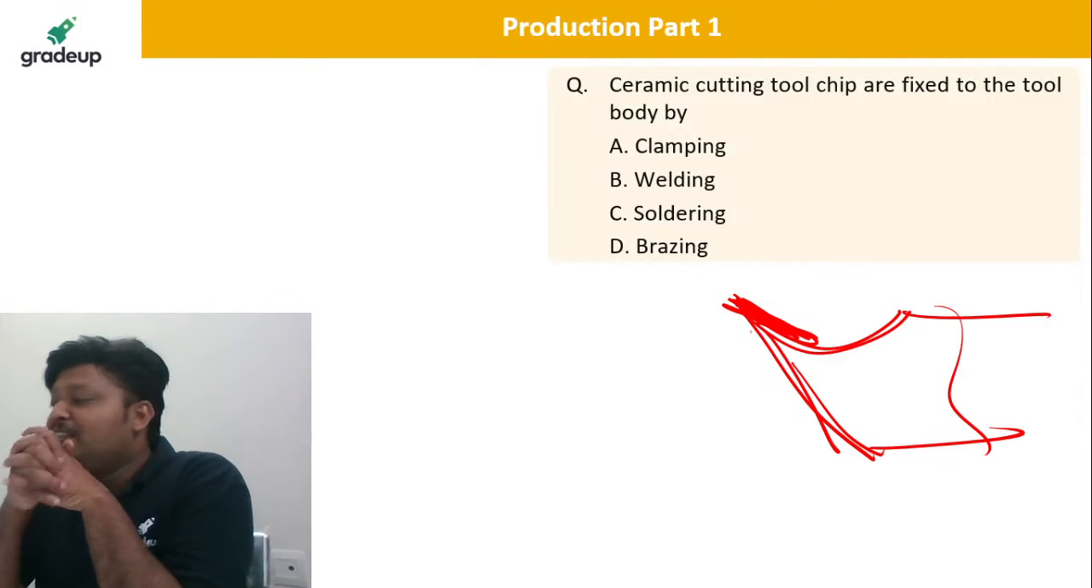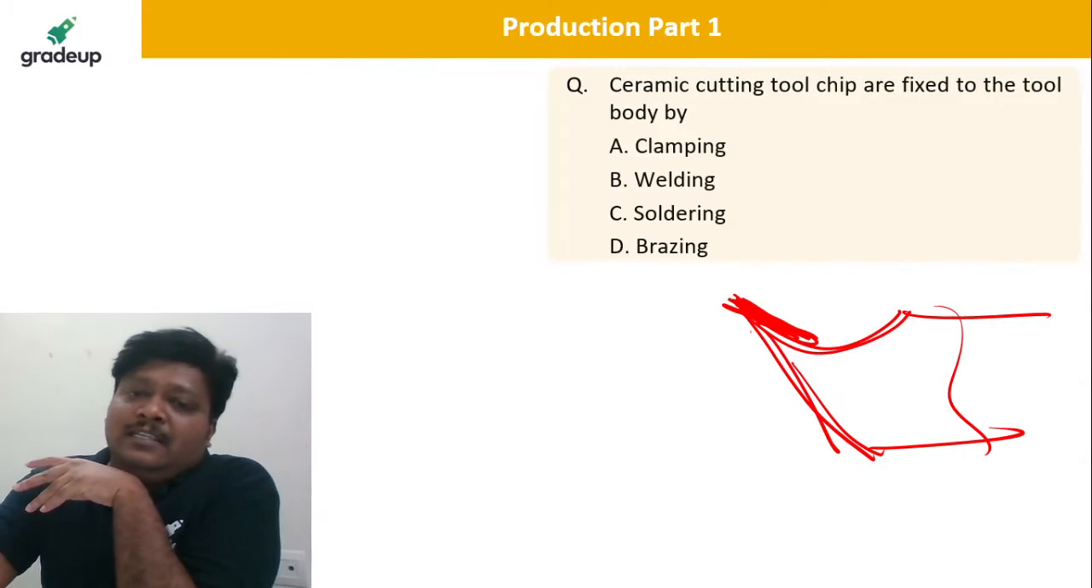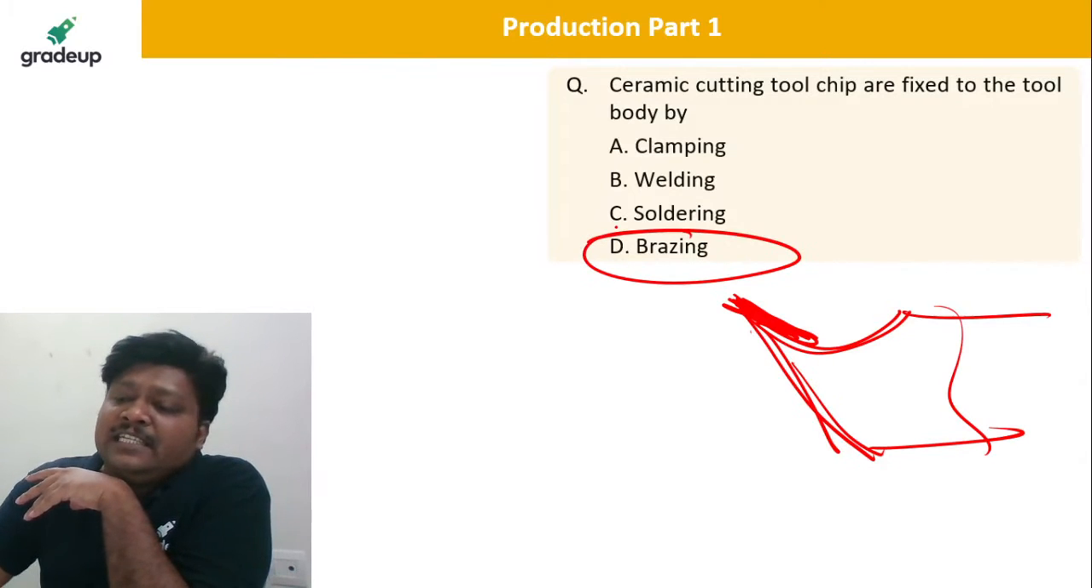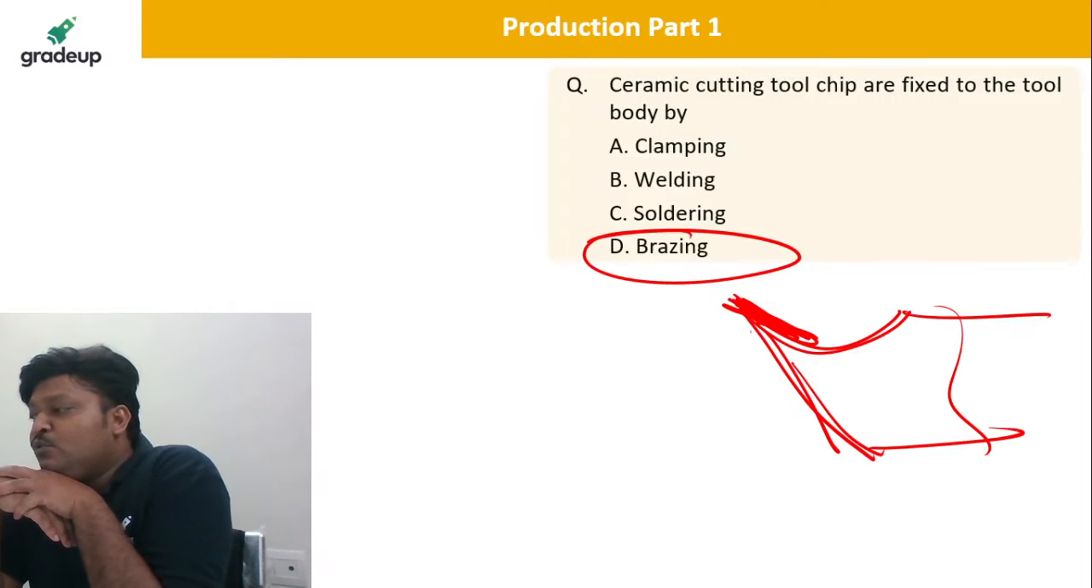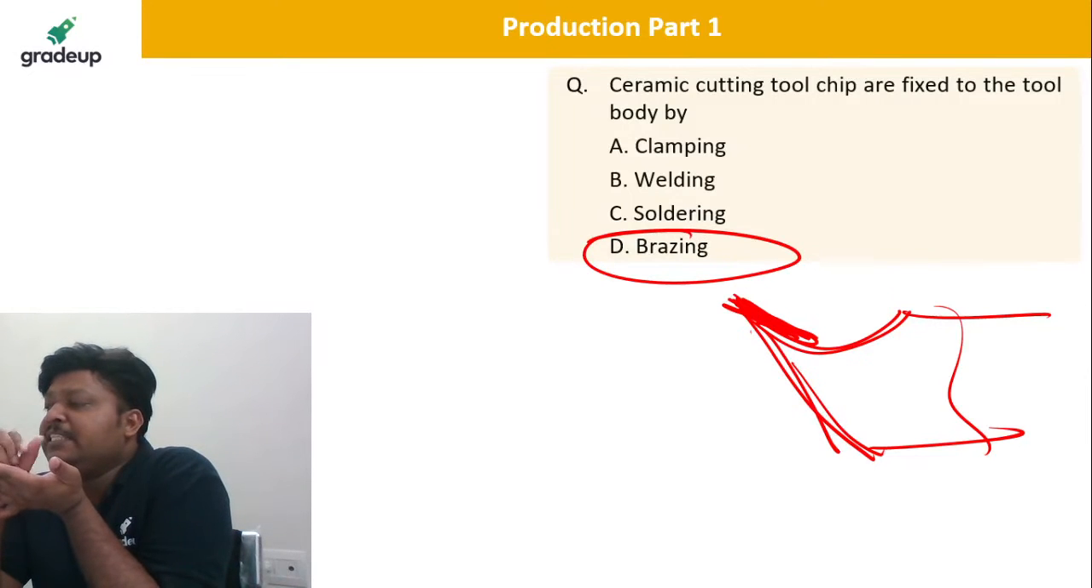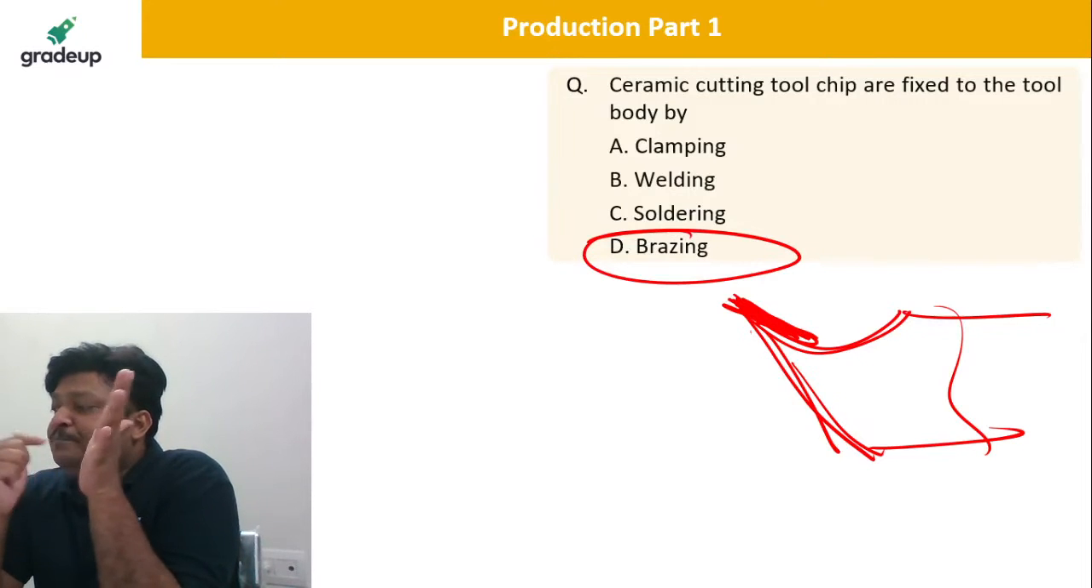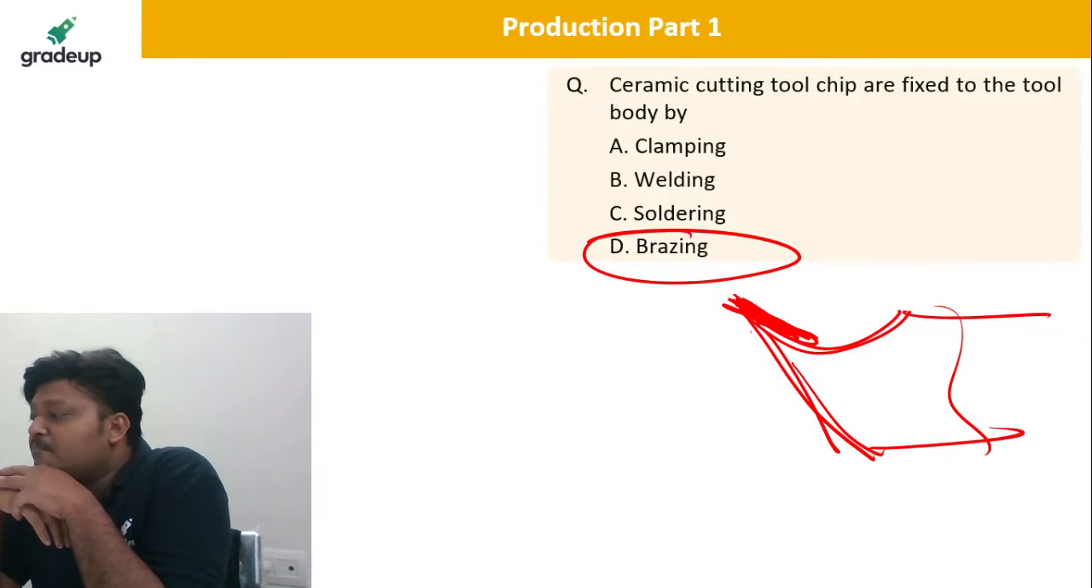So what is the answer for this? Chandan Poddar? It is brazing. Okay, brazing. Generally we are doing brazing on the rake face of this tool. So we can have the bolt clamping also, but the more feasible and very easy thing is to have the brazing. Okay, very nice, Kuldeep.